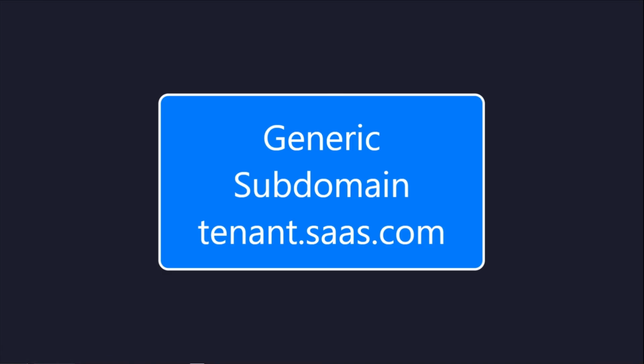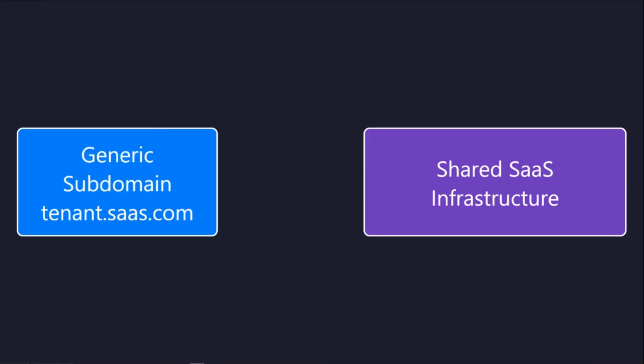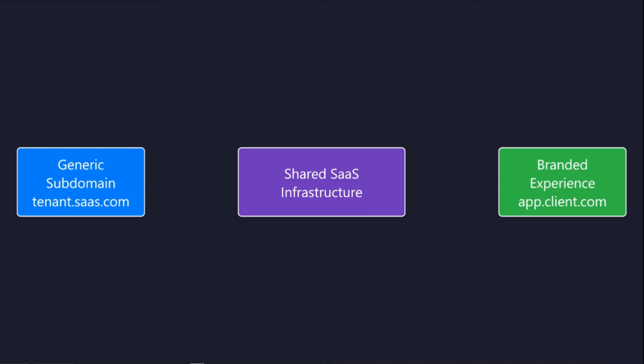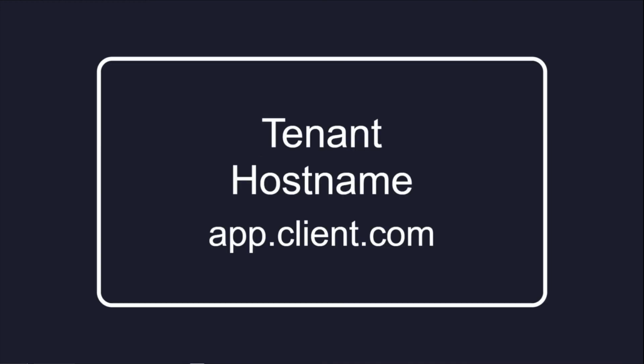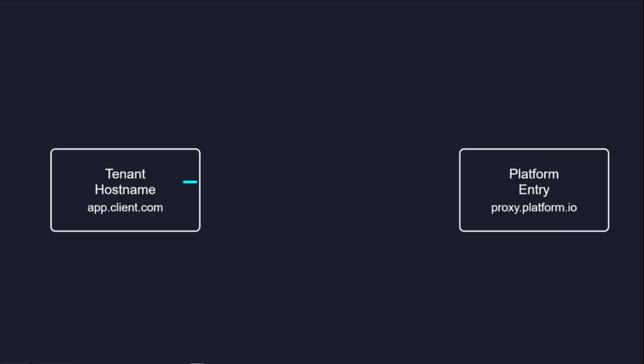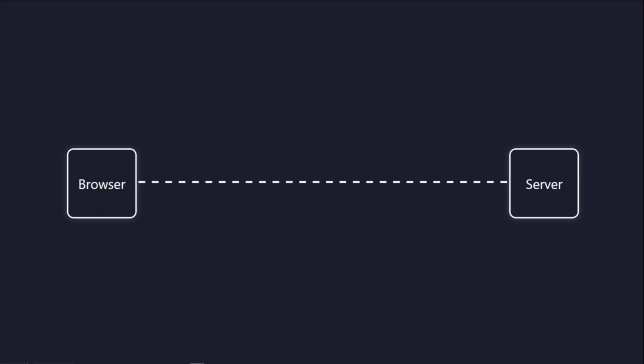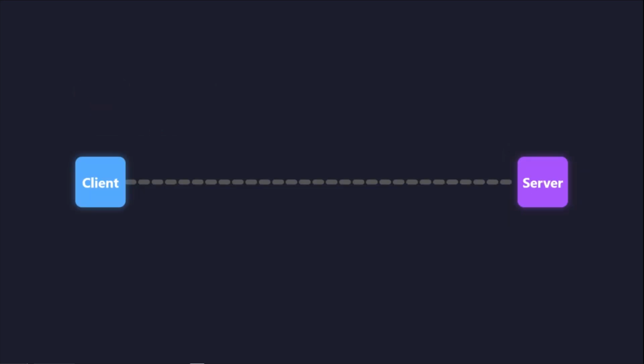Moving from a generic subdomain to a fully branded experience requires mapping a tenant-owned domain to your shared software-as-a-service infrastructure. The foundation is a canonical name record created by the tenant that points their chosen hostname to your platform-specific entry point. When a browser requests the custom domain, the server must present a valid certificate for that specific host during the initial handshake. Server name indication allows the browser to specify the hostname it wants to connect to before the encrypted tunnel is even established.